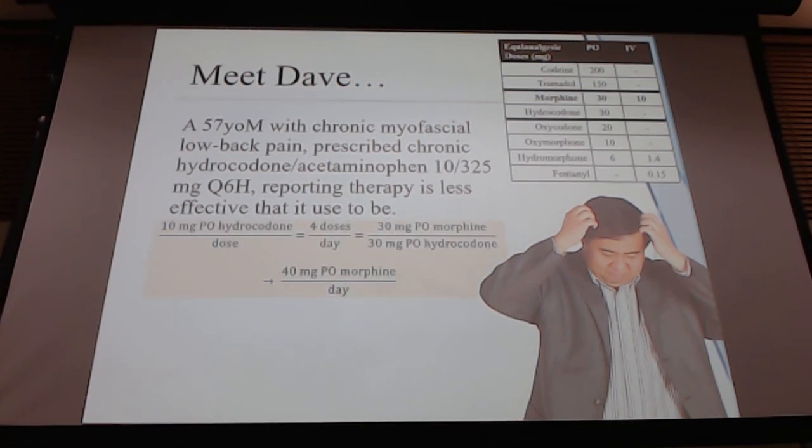So Dave, we already said he's on 40. If we want to go to oxy, so he's on 40, we need to account for cross tolerance. Oxy is a new chemical, our body is not used to it yet. So we need to dose reduce. Let's say we're going to dose reduce by 25%. So he's on 40 of morphine, we would go down to 30. Okay, 25% reduction.